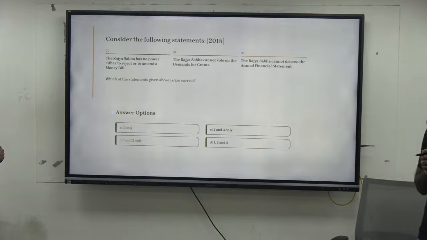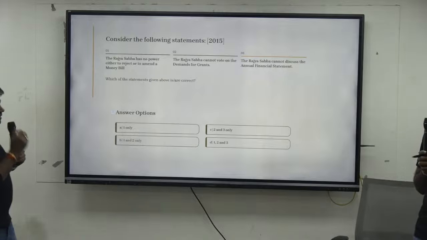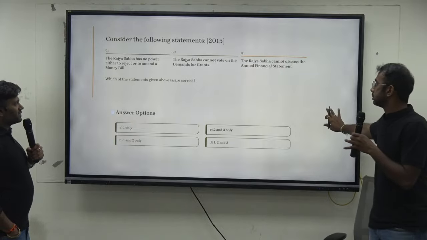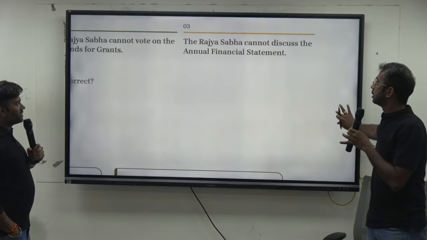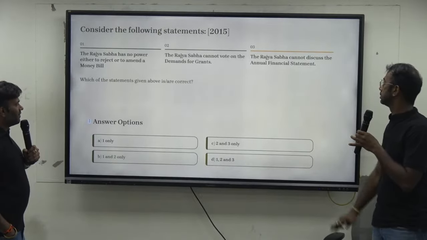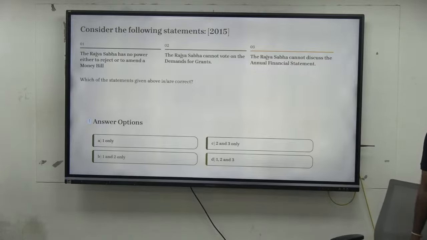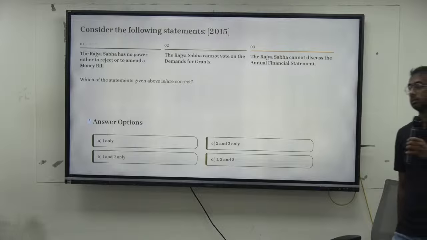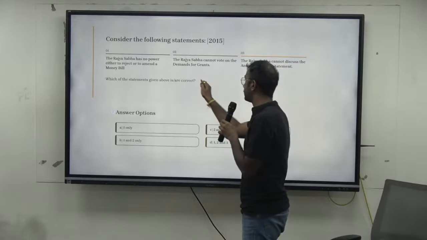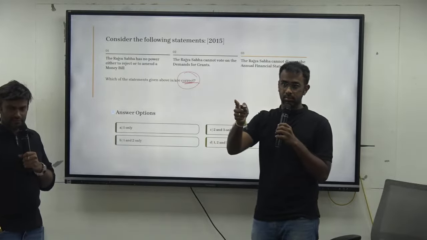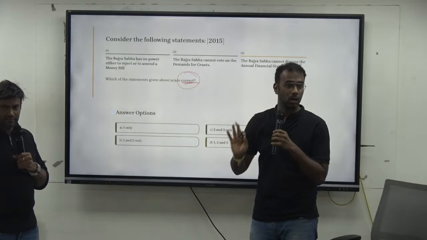Consider the following statements. Statement 1, Rajya Sabha has no power either to reject or amend a money bill. Second statement, Rajya Sabha cannot vote on the demand for grants. Third statement, Rajya Sabha cannot discuss the annual financial statement. This was asked in 2015 and they asked which of the statements given above is or are correct. And as soon as you read the question, please underline and circle correct or incorrect. Because correct and incorrect, if you read it wrong, already gone.